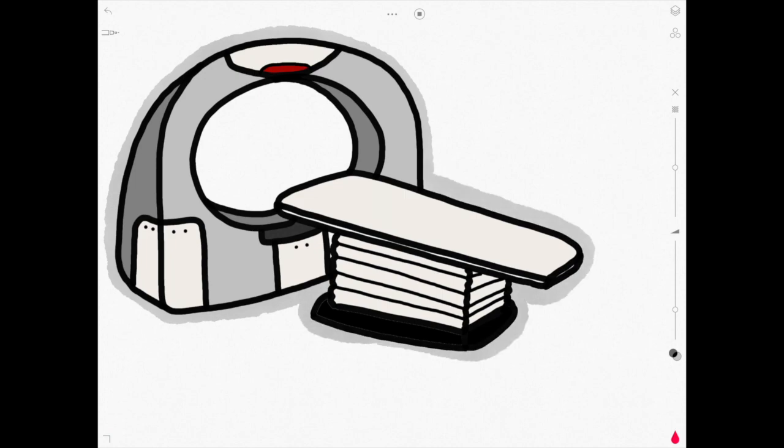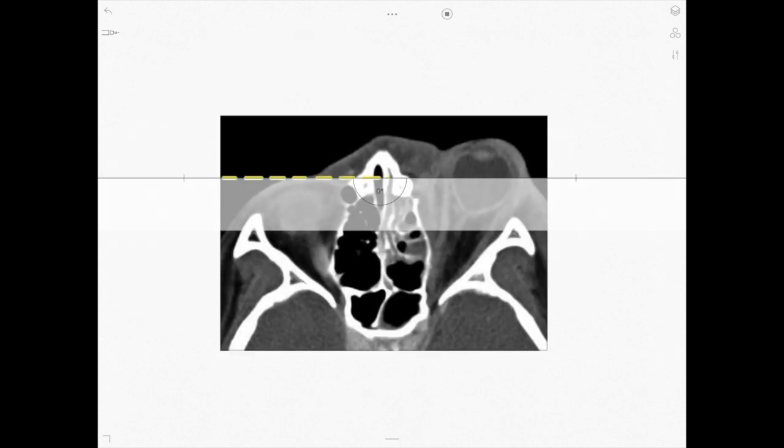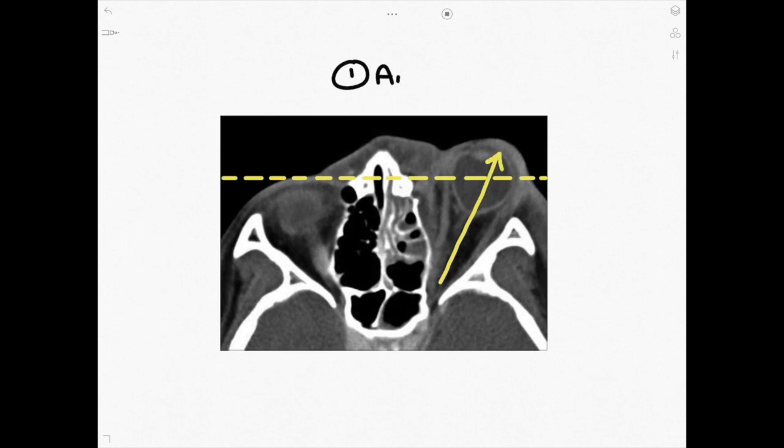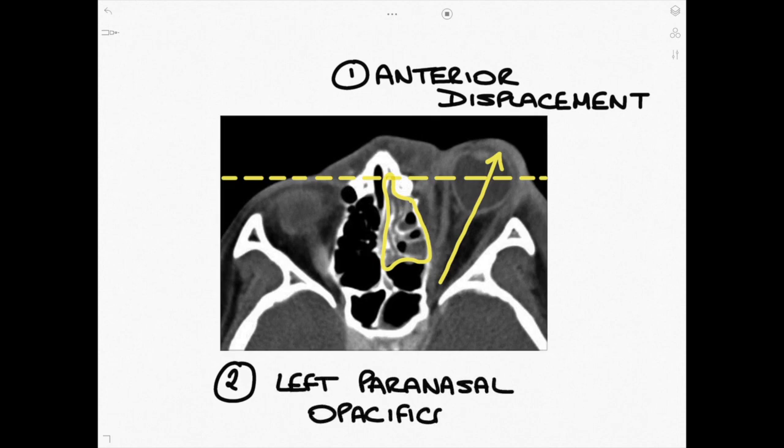Further imaging such as MRI or CT scanning needs to be considered and is indicated in cases of orbital cellulitis, as it often might show fat stranding or inflammation of the extraocular muscles, as well as anterior displacement of the globe, which we call proptosis. A CT is always indicated, especially if there's optic neuropathy.